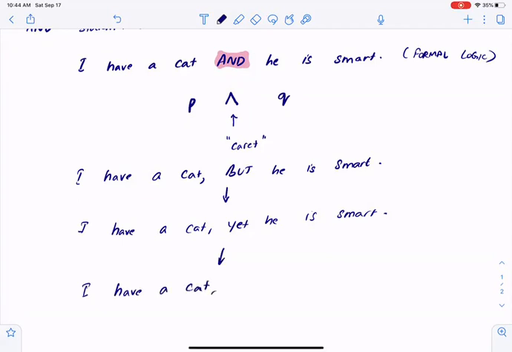I have a cat. Nevertheless, he is smart. So in that statement, I'm making the first statement, I have a cat, but I'm thinking, oh, the listener is going to think that my cat is dumb. So I just jump and say, nevertheless, he is smart.